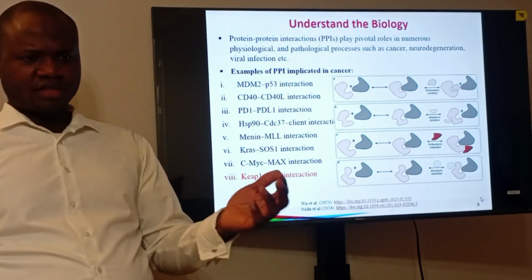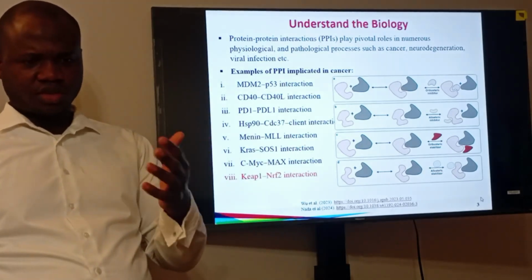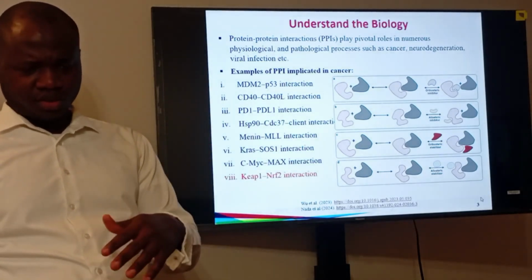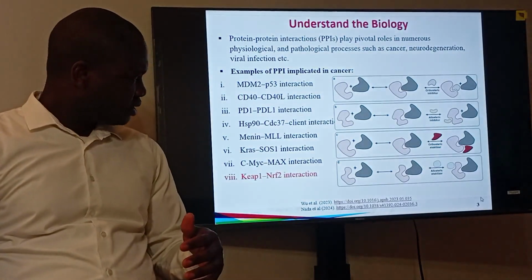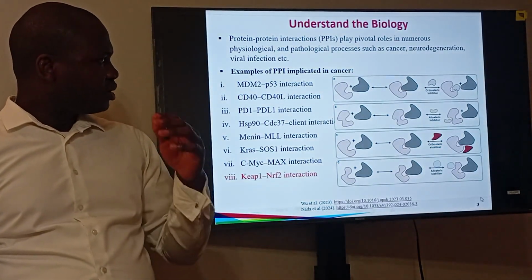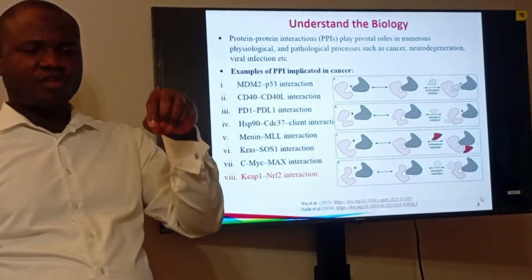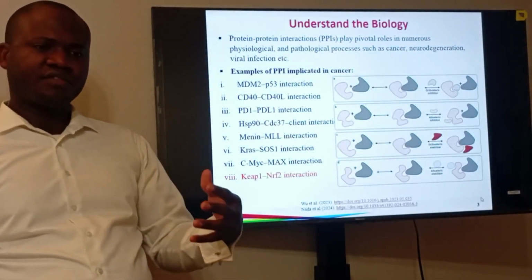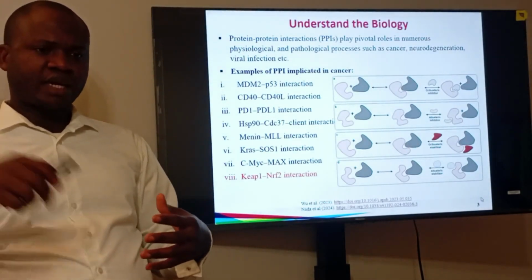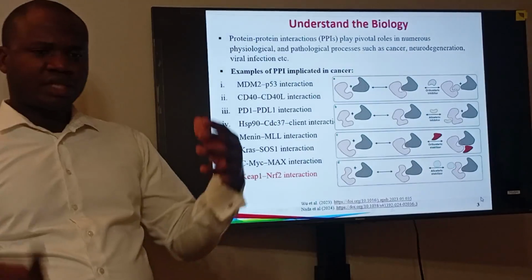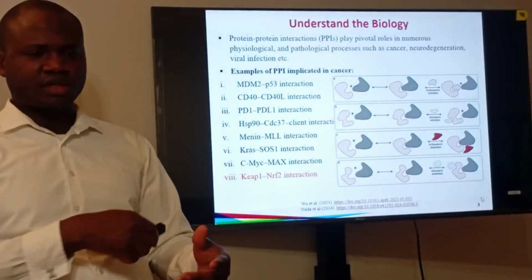studies have shown we have two major kinds of inhibitors, as you can see on the screen. We have the orthosteric inhibitor, which is the one that binds to the active site of one of the proteins and then prevents the other protein from binding to that site.